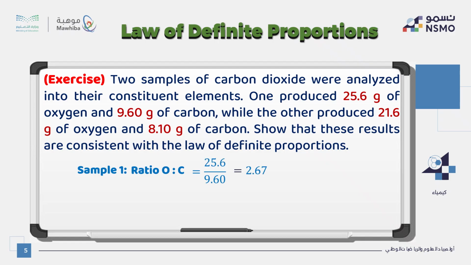In the second sample, 21.6 grams of oxygen combined with 8.10 grams of carbon. Dividing 21.6 by 8.10 also gives 2.67. Since both samples have the same mass ratio of oxygen to carbon, this shows that carbon dioxide always has a fixed composition. Therefore, these results are consistent with the law of definite proportions.